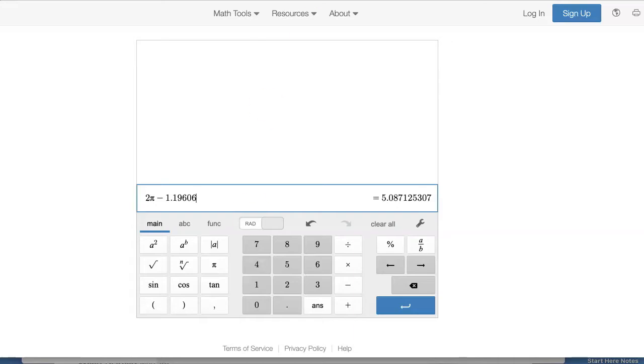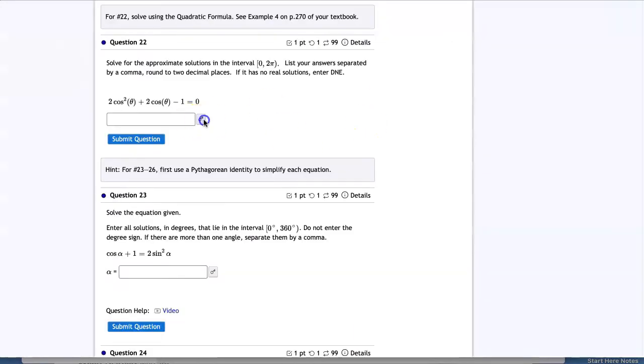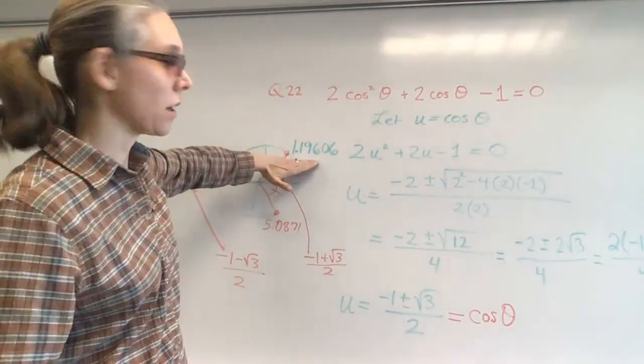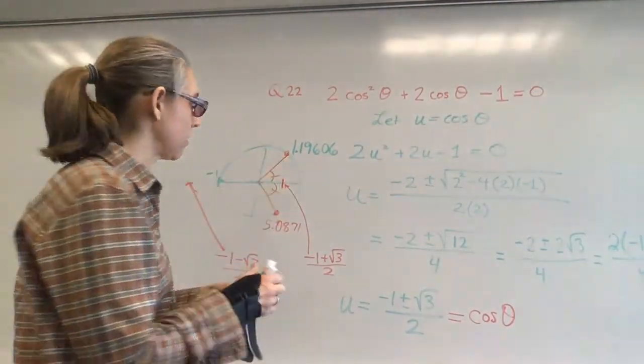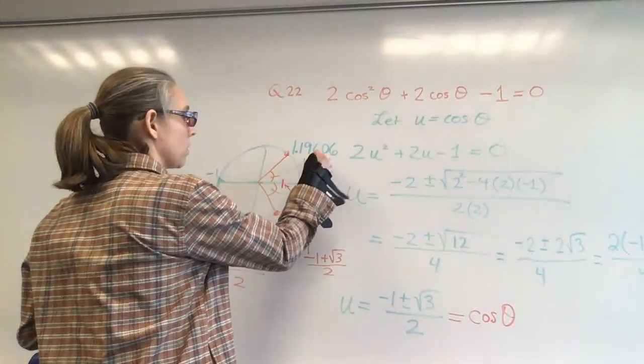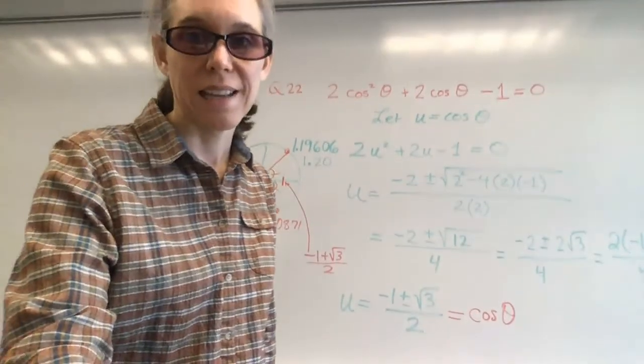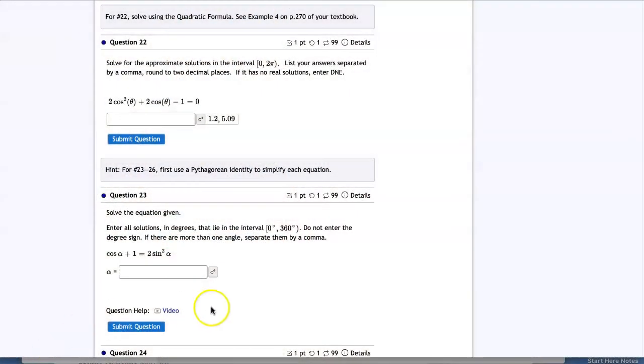So now when I go back to my open math and I type this in, oh, this one only rounded to 2 decimal places. And this is actually 1.20, so I really didn't need to go out so far. But this number rounded to 2 decimal places is just 1.20, and then this one would be 5.09, just like we see here on my open math.